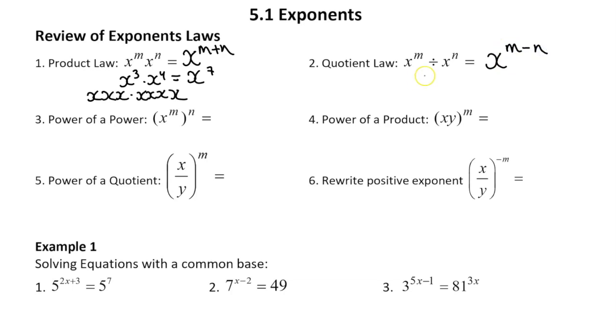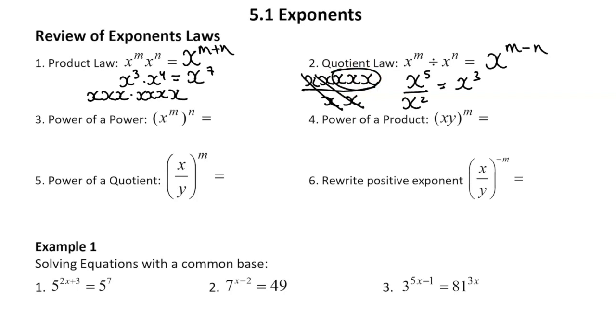And so if you think of an example of that, if you had x to the 5 and you divide it by x to the 2, you get x to the 3, and we could get x to the 3 because you would have 5 x's on top and you divide it by 2 x's on the bottom, and you're left over with x to the power of 3.